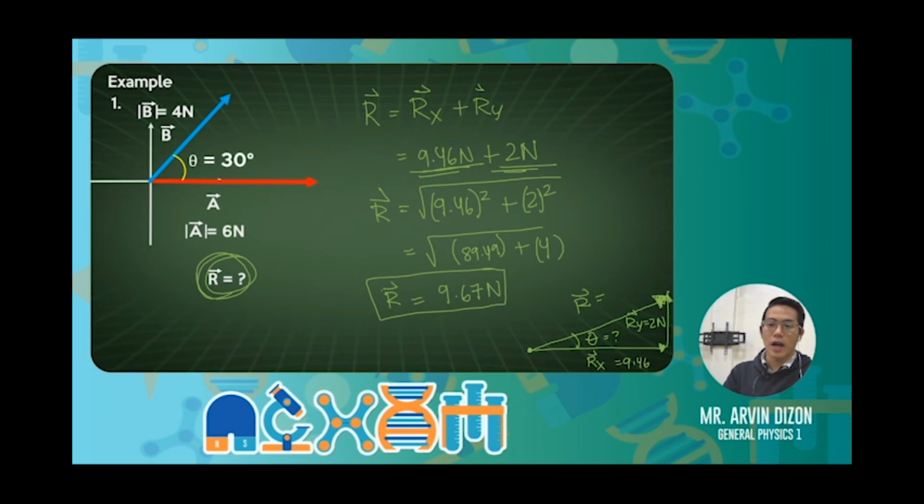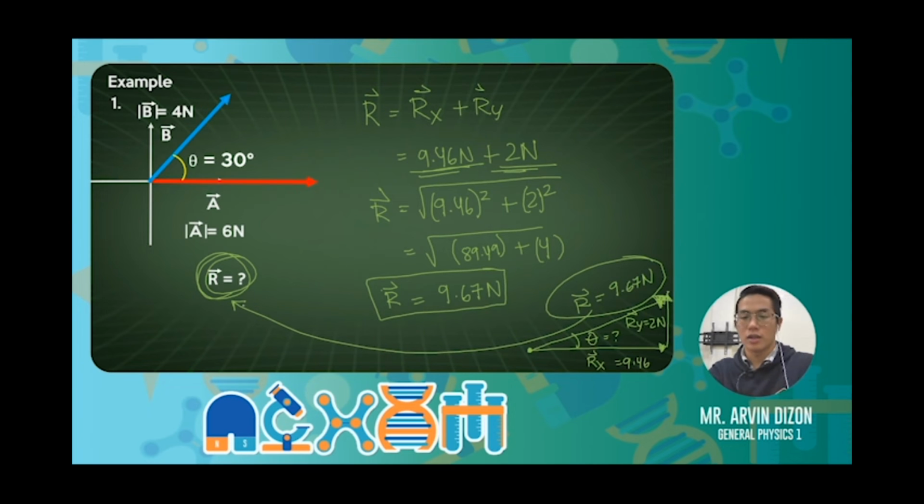So meaning the value of this force is actually 9.67 Newton. That is now your resultant vector.